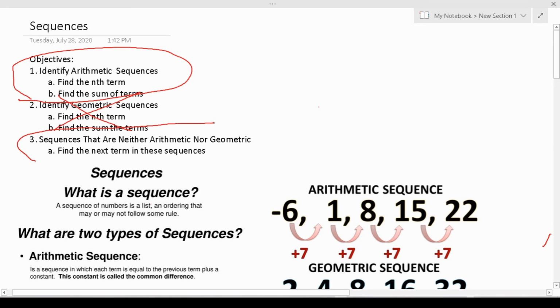And of course, realize that there are sequences that are neither arithmetic nor geometric. And for those types of sequences, you're just simply going to be asked to find the next term in those sequences, which is going to require you to figure out what pattern is being used to go from term to term, and then apply that to find the next term. There's no real way I can show you how to do that without getting into a very long discussion about writing those algebraic expressions, and I'm sure none of you want that video.